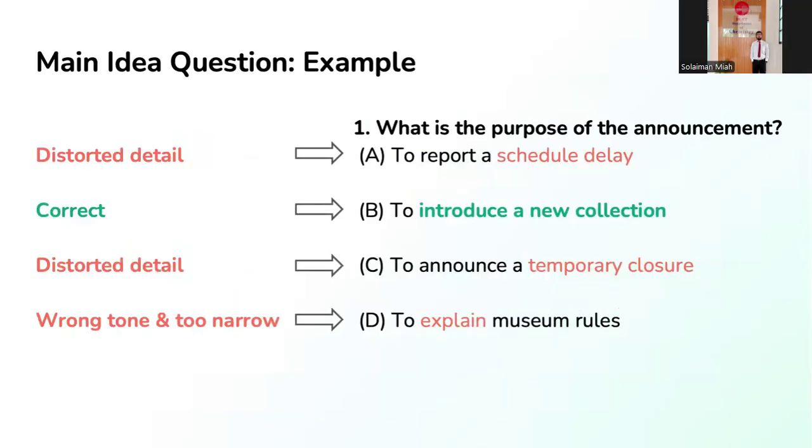Now let's take another look at the question and its answer choices. The correct answer is B. The speaker was pleased to announce the new part of the museum. Collection, in this context, is very similar to the word exhibit. The other options do use relevant keywords, but the focus is too narrow, or the details are distorted.